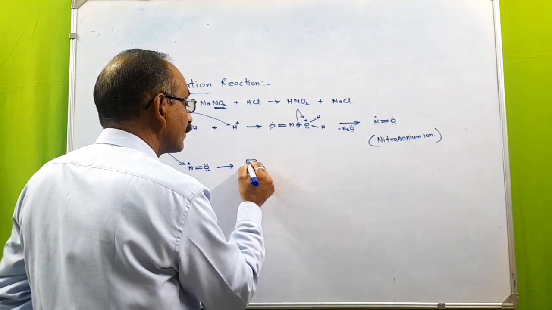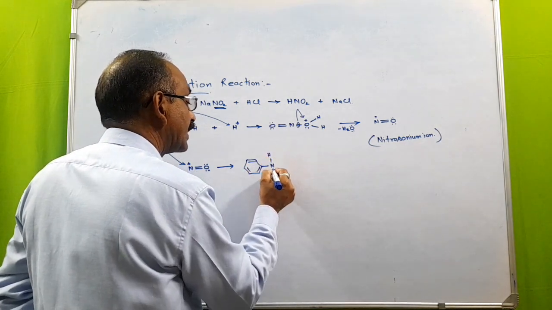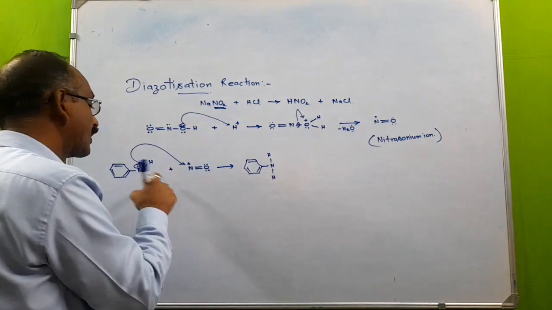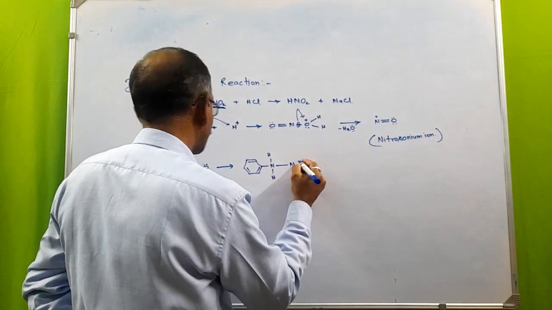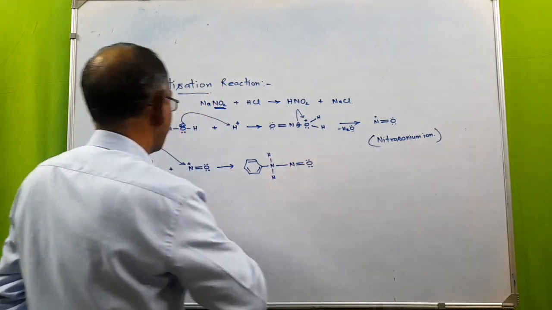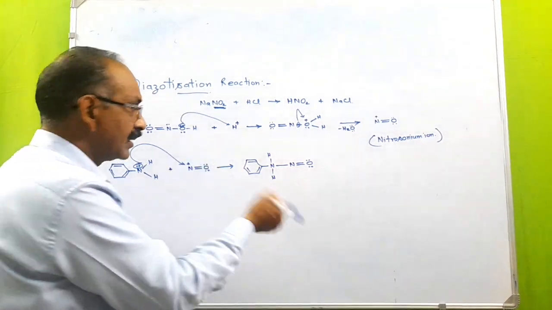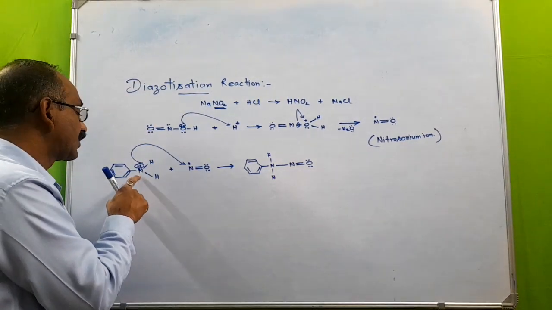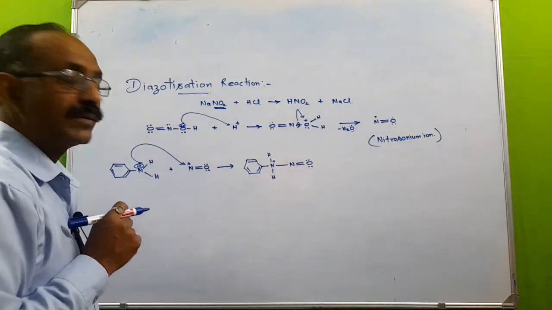See, at this nitrogen, there were already two hydrogens. Now nitrogen will form a bond with the nitrogen, and the positive charge of the nitrogen will be compensated, but this nitrogen has donated an electron pair, so it will now become electron deficient.